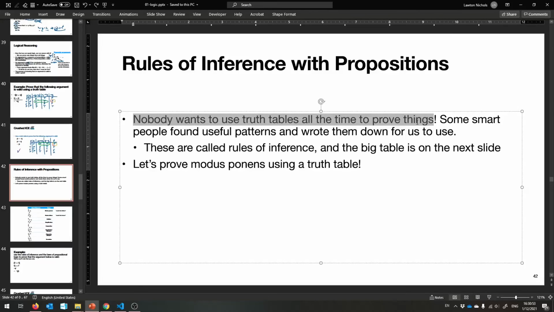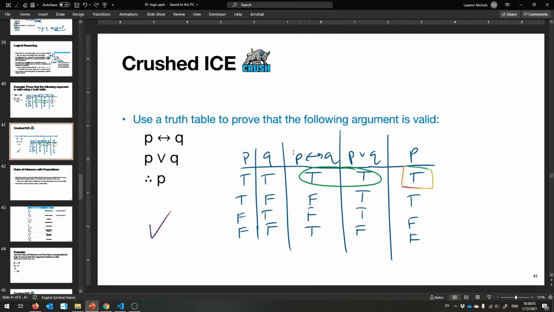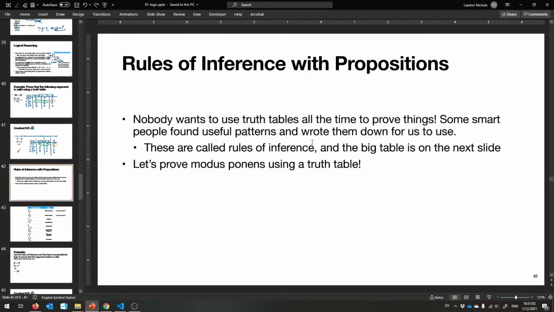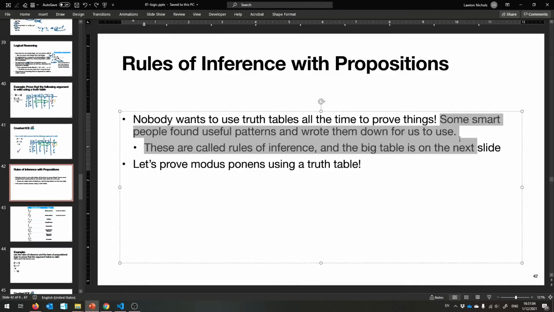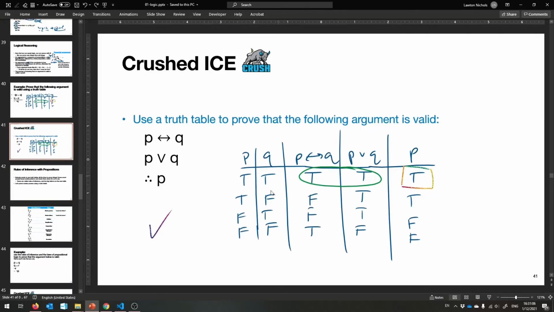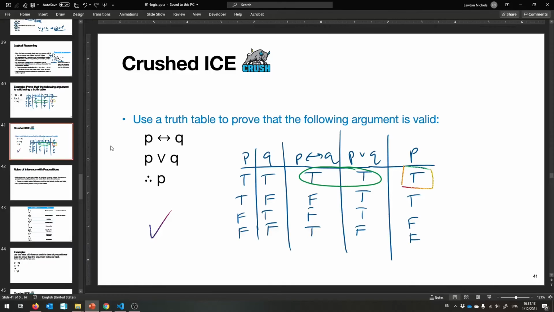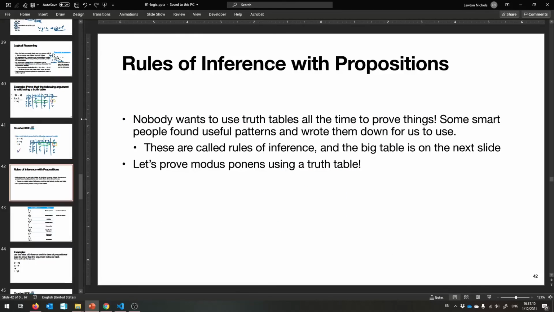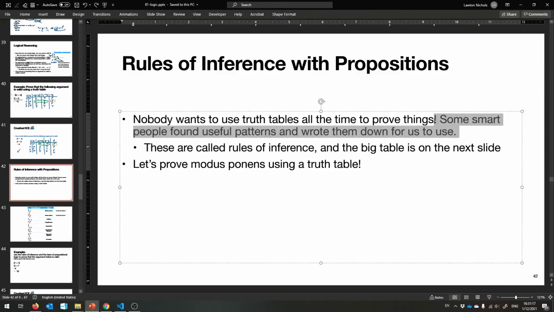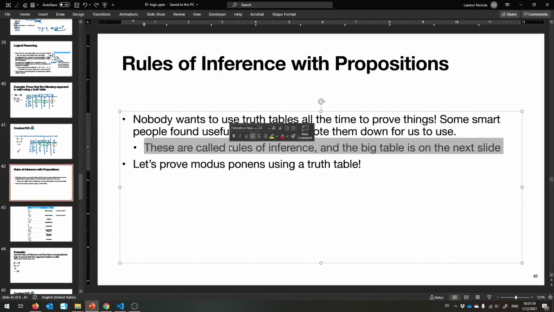Nobody wants to use truth tables all the time to prove things, especially when you have a ton of propositional variables, like more than just P and Q, because then it blows up exponentially. We don't like that. So some smart people found some patterns like these, and they just wrote them down because it works for any P, for any Q, because we didn't say exactly what they are. It just works always. We tried all the possibilities. It's quite nice. So some people wrote them down for us, and these are called rules of inference.